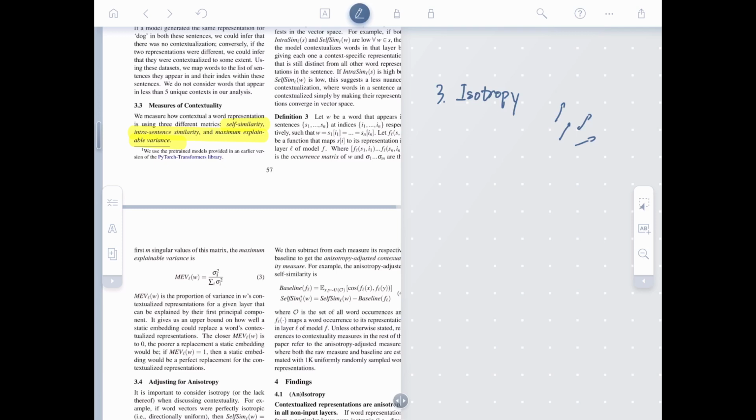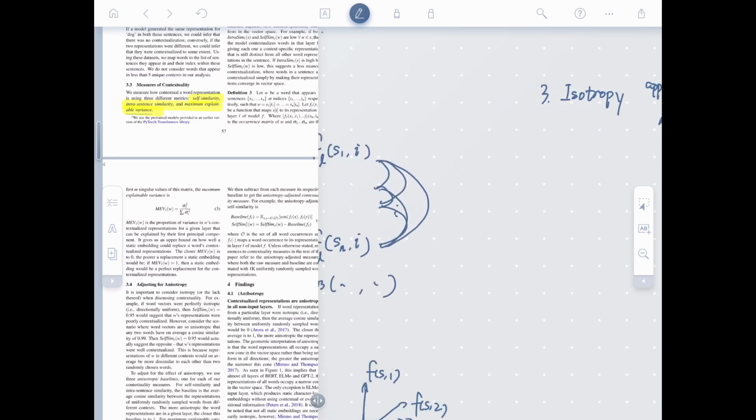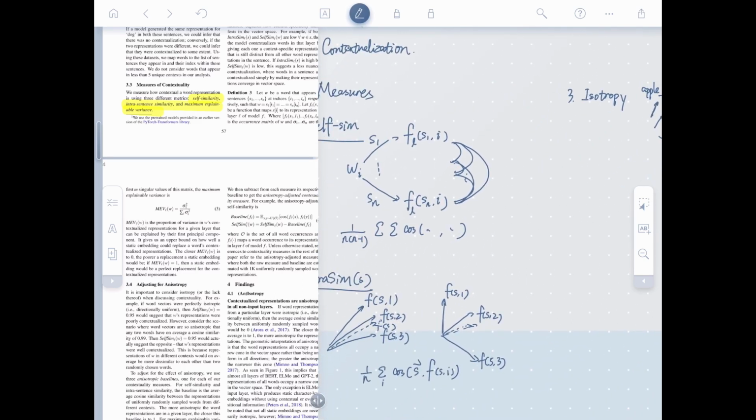Let's say this vector is apple at context 1, this is apple at context 2, and this is pear at some context. Then you can see the word vectors are pointing into different directions, and this is anisotropic in general. So how is the concept of isotropy related to the three measures that we mentioned before?